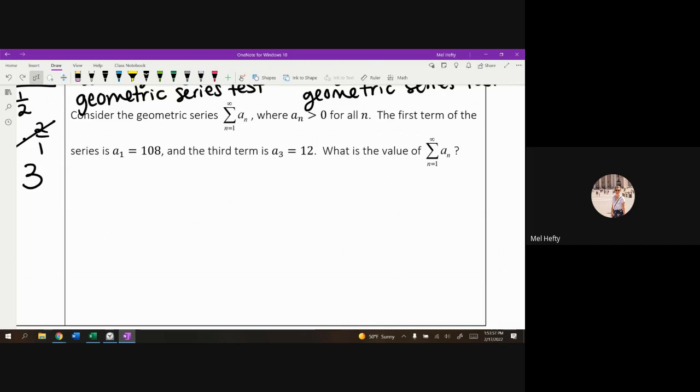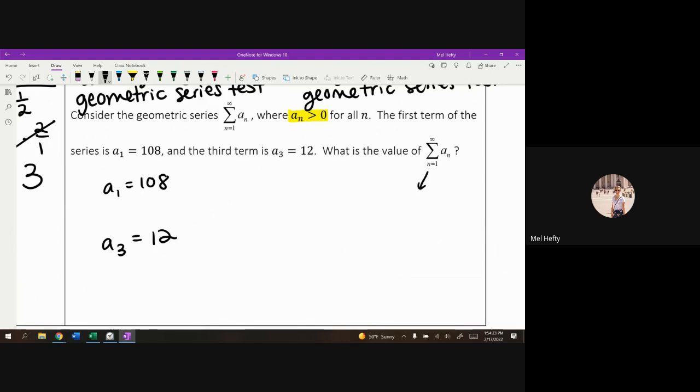This one's actually off an AP test. It's really cute. So we have a geometric series. We are guaranteed, based on this statement here, that all of our terms are positive, meaning that our ratio also has to be positive. We can't alternate. They tell me my first term is 108, and they tell me my third term is 12. They ask me for the value of this.